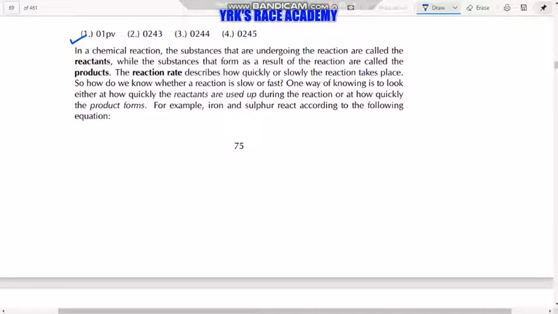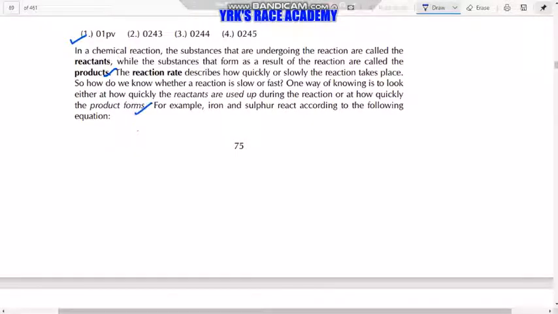In a chemical reaction, the substances that are undergoing the reaction are called reactants, while the substances that form as a result of the reaction are called products. The reaction rate describes how quickly or slowly the reaction takes place. So how do we know whether the reaction is slow or fast? One way of knowing is to look either at how quickly the reactants are used up during the reaction or at how quickly the product forms.